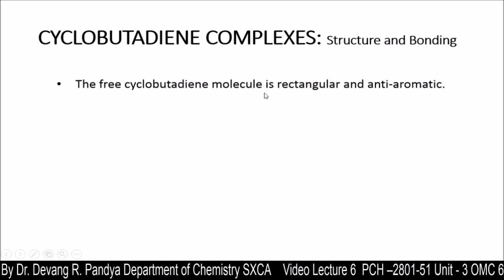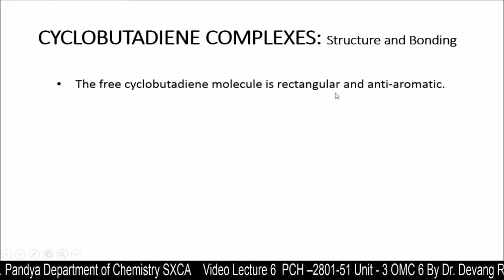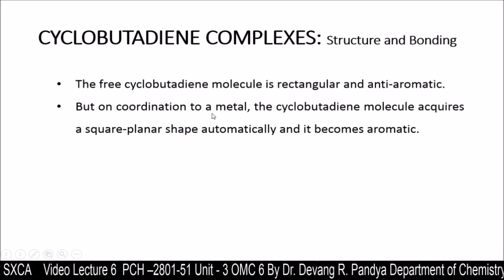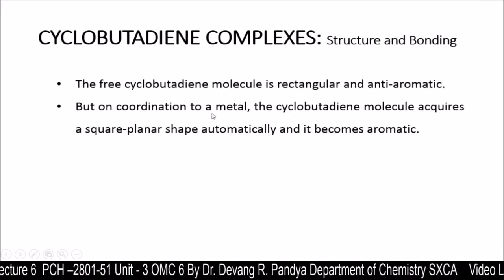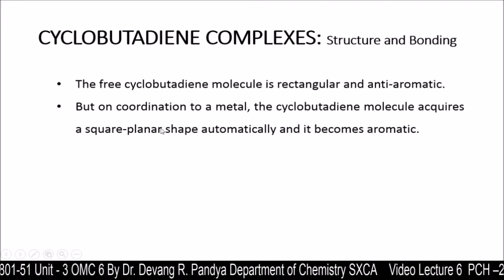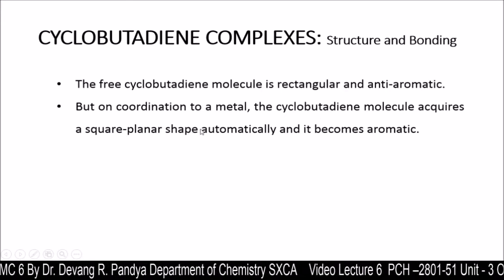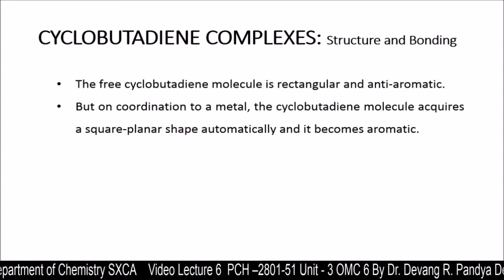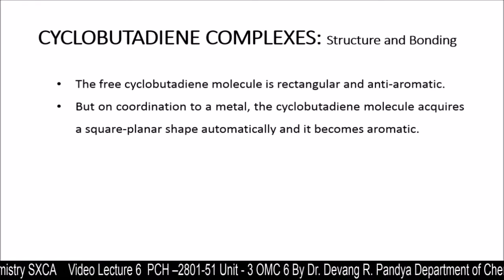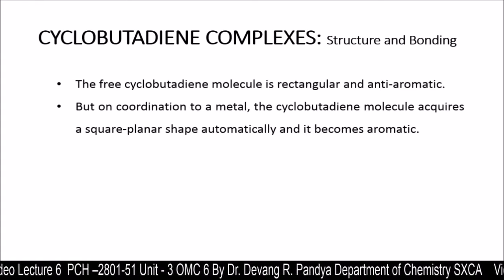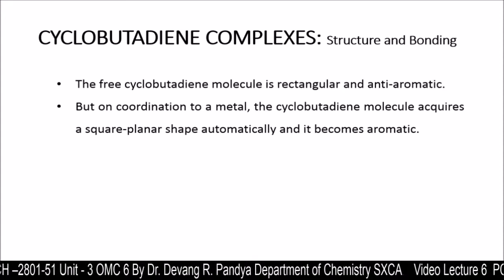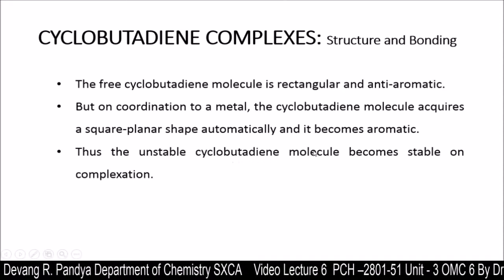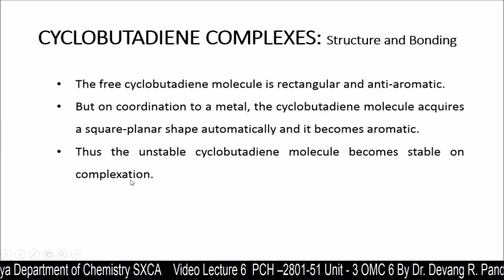The free cyclobutadiene molecule is rectangular and anti-aromatic, but when coordinated to a metal, that means coordination can drastically change the property. The cyclobutadiene molecule acquires a square planar shape automatically, and it becomes aromatic. So that is the beauty of chemistry, that a simple coordination can convert a toxic material into a medicinal material likewise. Thus, the unstable cyclobutadiene molecule becomes stable on complexation.